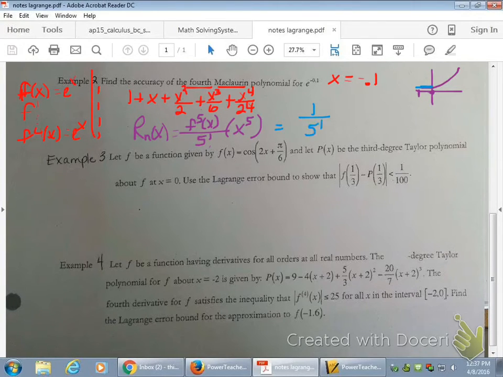So we have 1 over 5 factorial. Plug in your negative 0.1. And you get negative 8.333 times 10 to the negative 8. And so what that tells me is that if I plugged in negative 0.1 into this equation for x, I would be off. My error would be negative 8.33 times 10 to the negative 8.